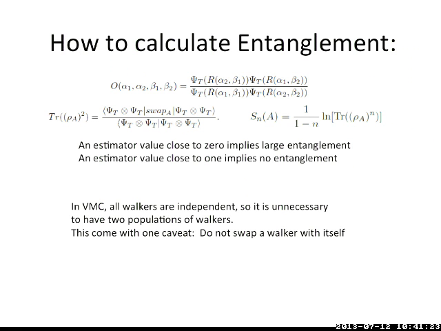In VMC, all the walkers are independent, so it's really not necessary to have two populations. You can just have your regular VMC population and do the swap every X number of steps. Just make sure you don't swap your walker with itself.